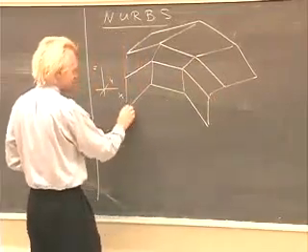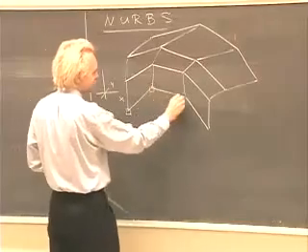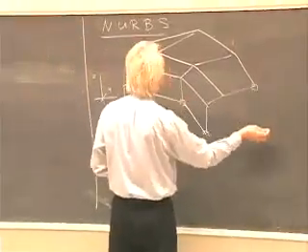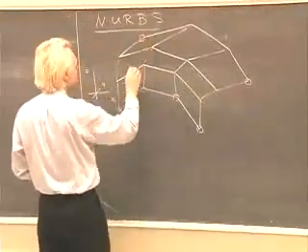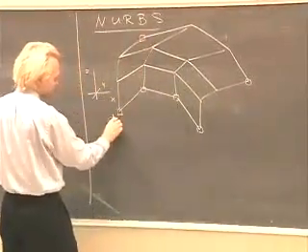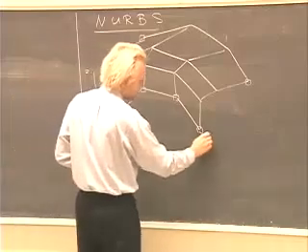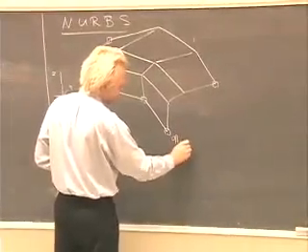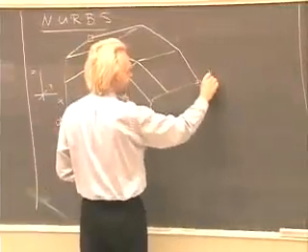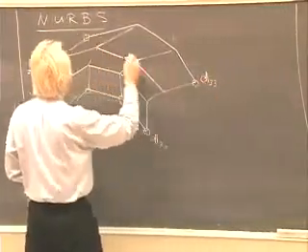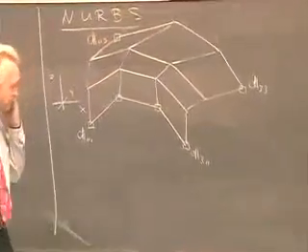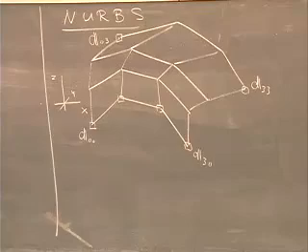And the control points are called the Bohr points, Dij. In this particular example, the lower left point is called D00. The right point here is D30. The upper right point is D33. And this point would be D03. What else do we need?